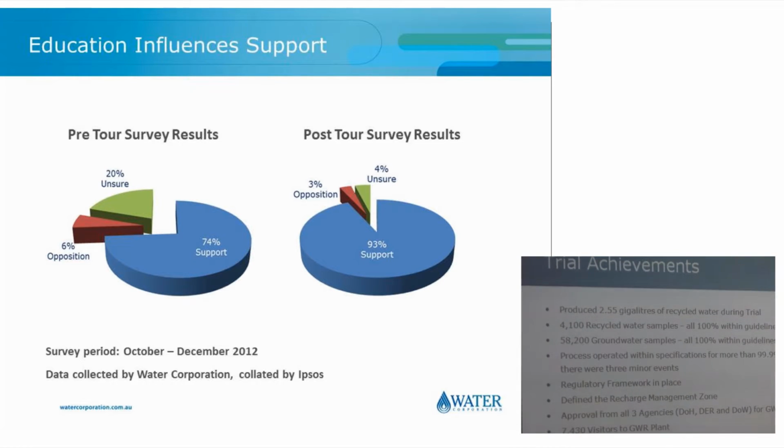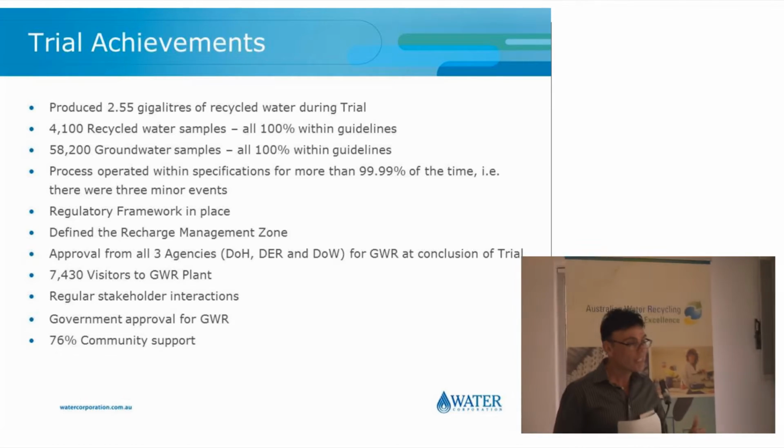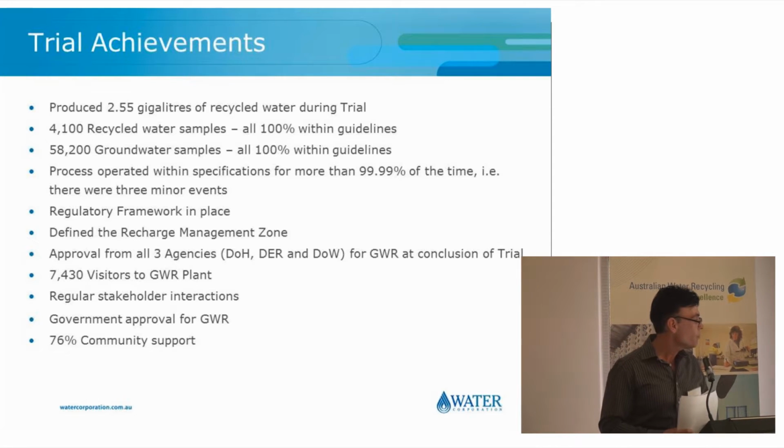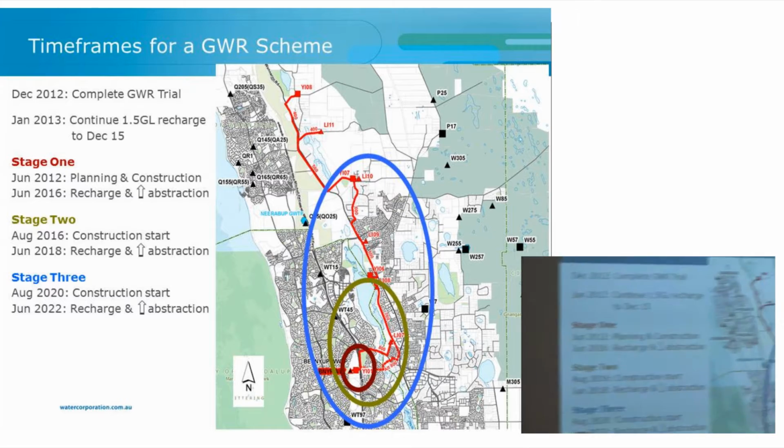So in terms of the trial achievements, what did we achieve? So that's the good. We produced 2.55 gigalitres of recycled water during the trial. We met all the health and environmental guidelines. We got approval from all the three agencies. We had over 7,400 visitors to our groundwater replenishment plant, regular stakeholder interactions, and bipartisan government approval for groundwater replenishment. So, as I said, overall there was about 76% community support for groundwater replenishment within Perth, and that was, of course, due to the drying climate.